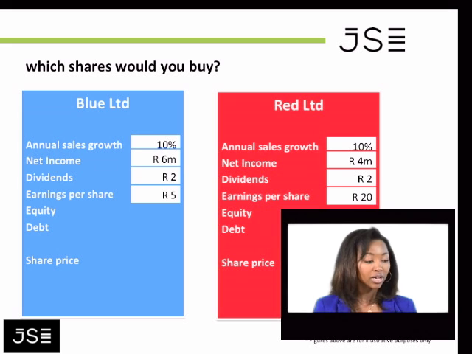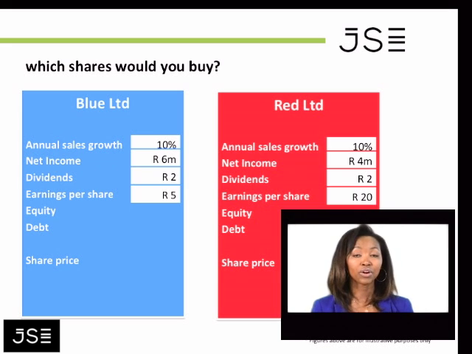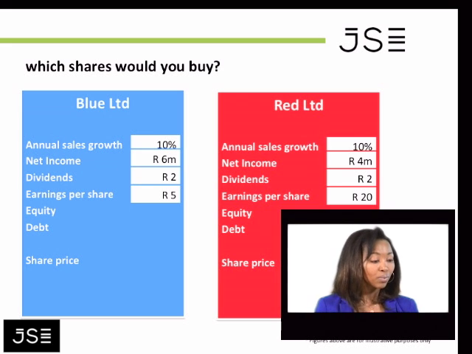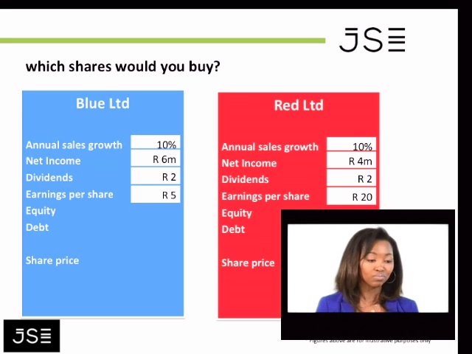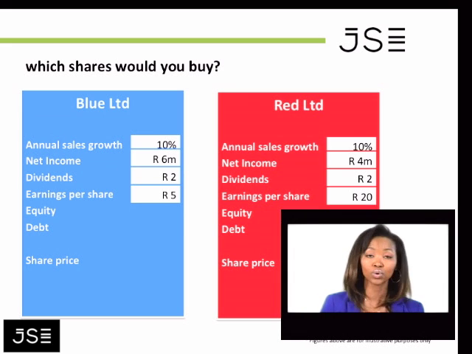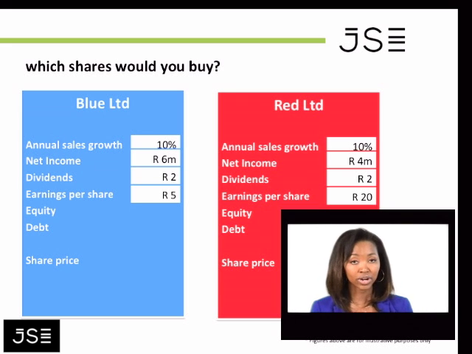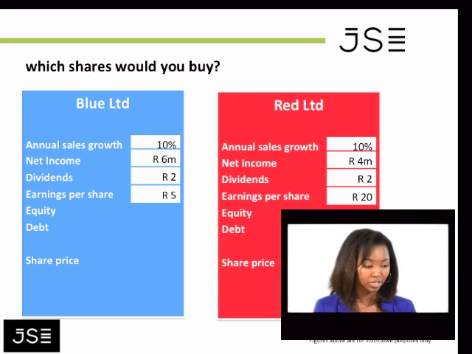And then earnings per share. Remember, we said that earnings per share gives you a sense of how profitable a company is, and you would tend to prefer a company with greater earnings per share. Well, Blue Limited has earnings per share of 5 Rand, and Red Limited has earnings per share of 20 Rand. So how do you choose? Blue Limited has greater net income but lower earnings per share, and vice versa for Red Limited. Still not enough to make a decision.